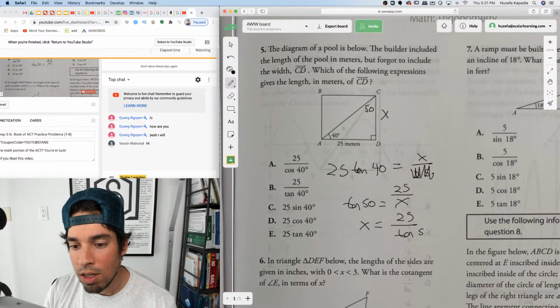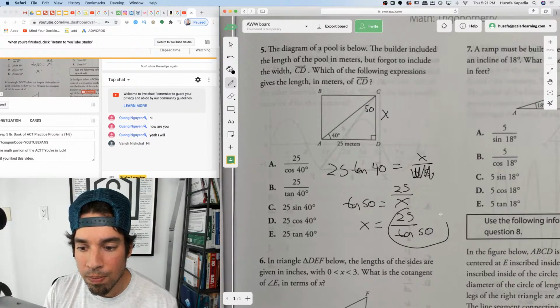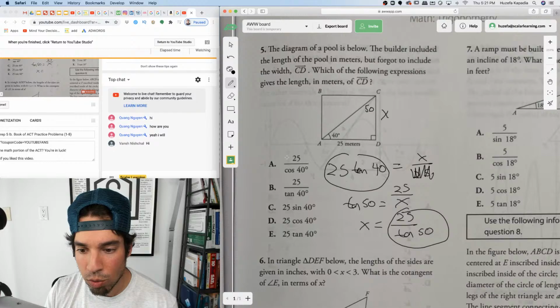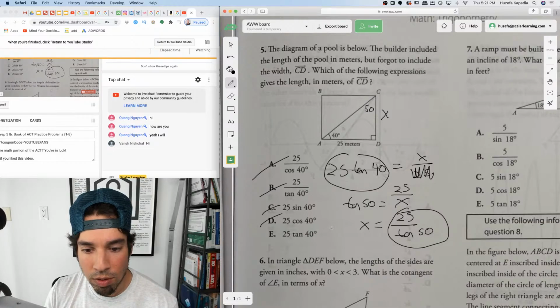So these are my two possible answers. This and this. Let's see which one's there. Nope. Nope. Nope. Nope. 25 tangent of 40. Boom. Done.